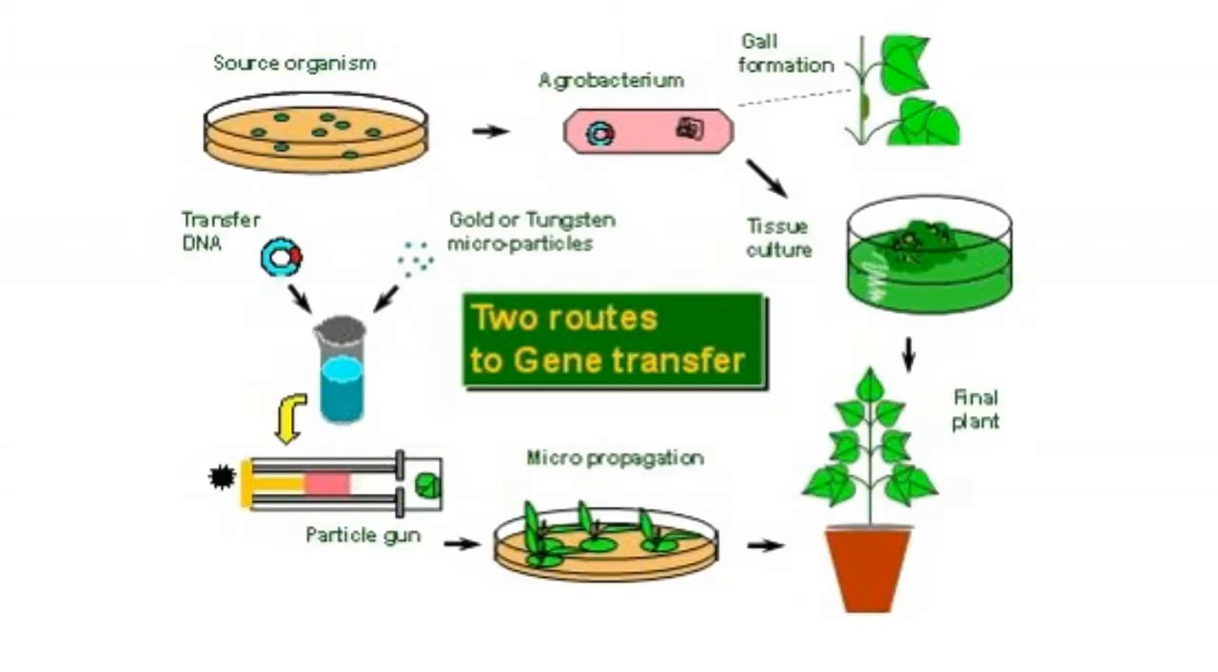They do two ways of gene transfer. First, they take organism source seeds. The bacterium process multiplies the cells. After they do tissue culture, finally the plant starts to grow. Or they add gold or tungsten particles and transfer DNA with the help of a particle gun, merge the chemical after the micropropagation process is completed. Then finally the plant starts to grow.